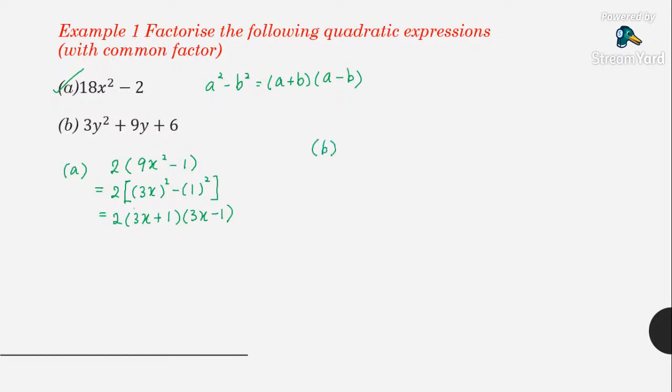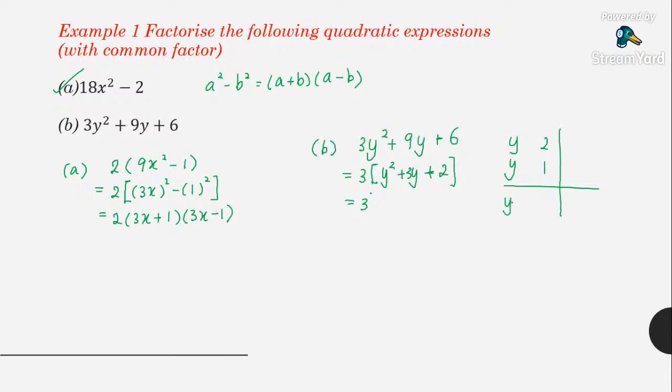Okay, for B, 3y squared plus 9y plus 6. So if we look at all the coefficients, they have a common factor, which is 3. So we take out the 3, and then we are left with y squared plus 3y plus 2. Okay, 3 remains outside. Now we are going to factorize the one in the brackets. So that will be a y, 2, 1.